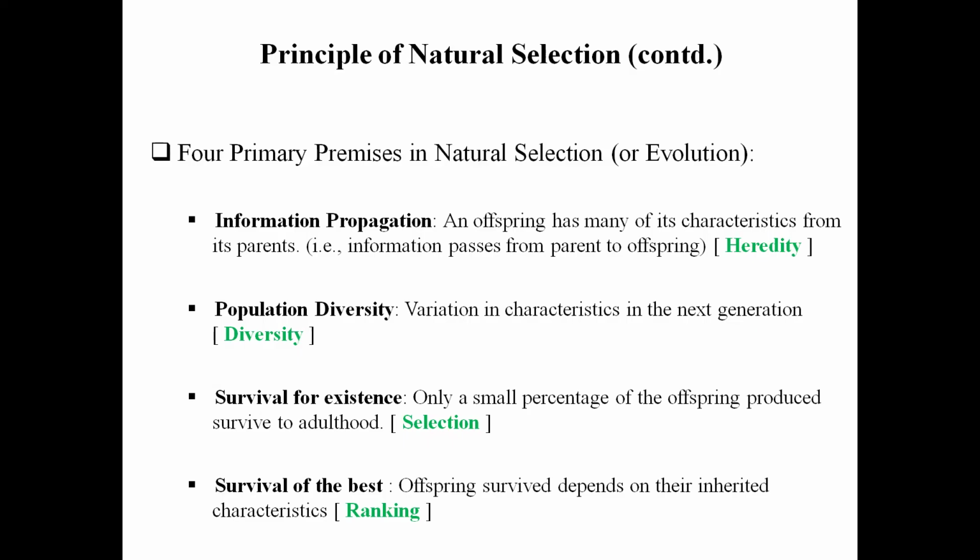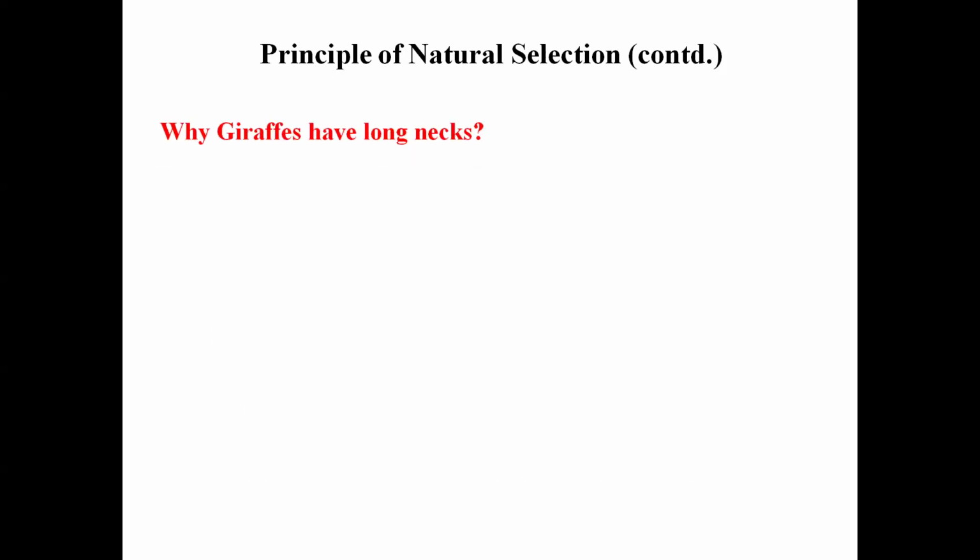Then there will be different characteristics in the next generation every time, even though heredity is there. That is known as diversity. Then there's a process known as selection, where only a small percentage of the offspring produced will survive till adulthood; others will die. Then there will be a ranking-based system where only the best ones will survive based on the characteristics they inherited. So these are the basic features of natural selection.